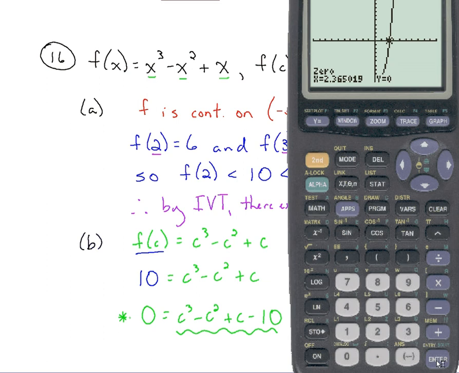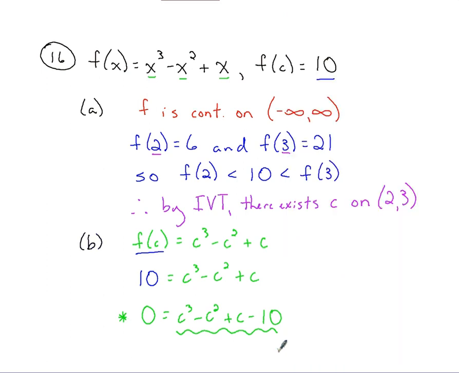So if we round off, let's say, to 3 decimal places, 2.365 would be the x value as our intercept here. So 2.365, we go back here, c equals 2.365. Part B, we were supposed to use the calculator to find c. There you go. We found c, all brought to us by the Intermediate Value Theorem.